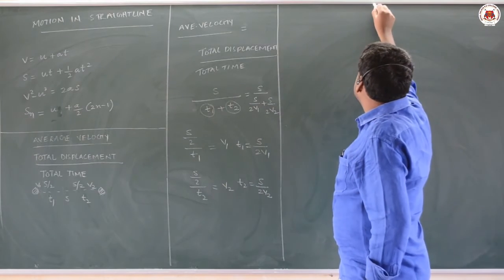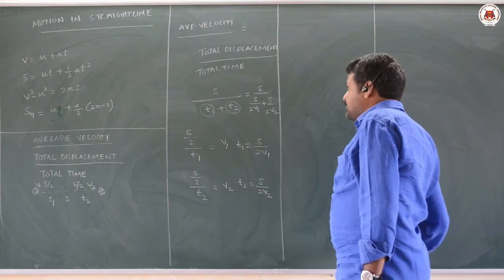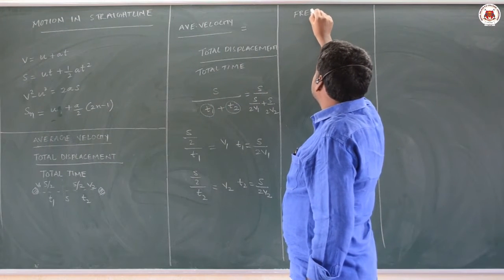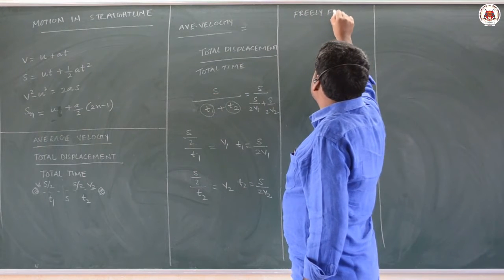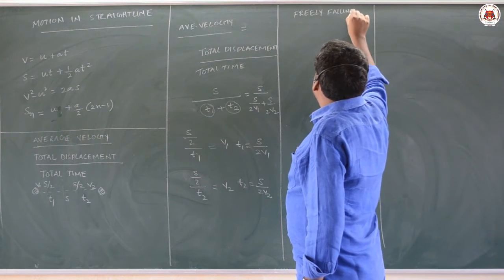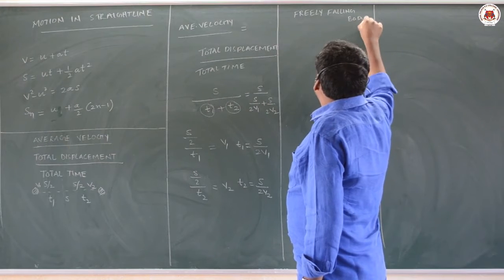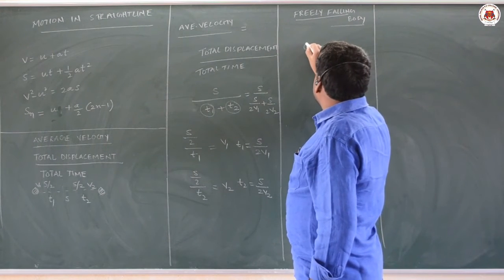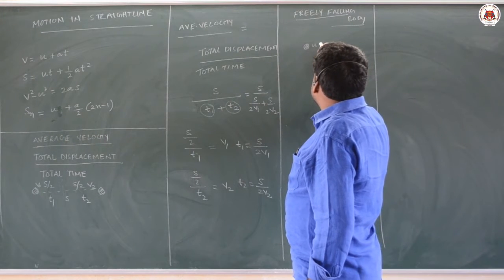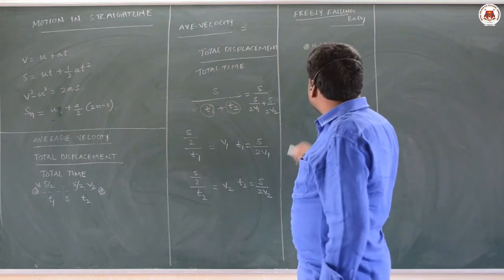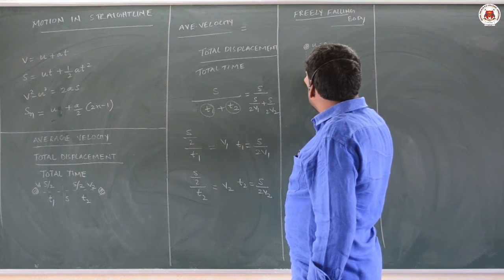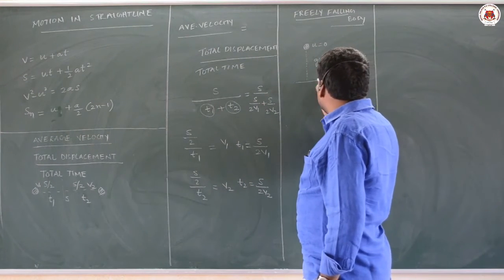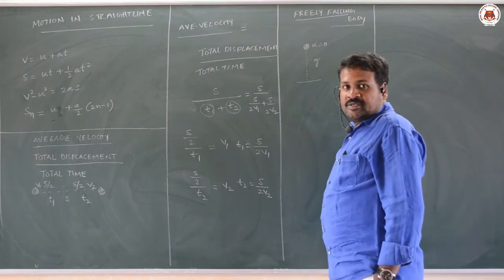Now let us discuss the freely falling body. If a body is left freely in midair with initial velocity 0, then the body travels in a straight line under the influence of acceleration due to gravity, because ground attracts it with an acceleration g.